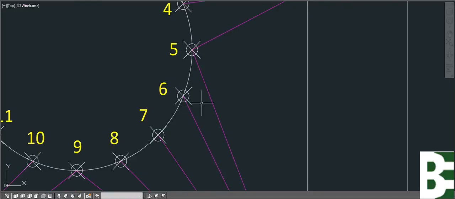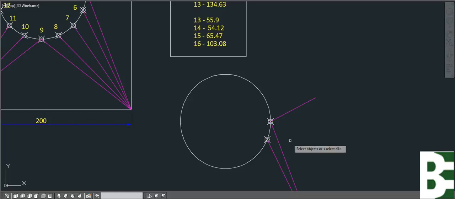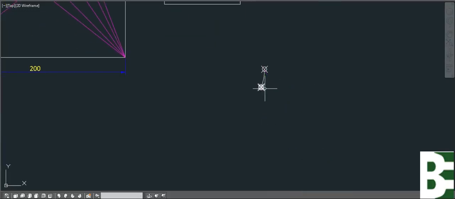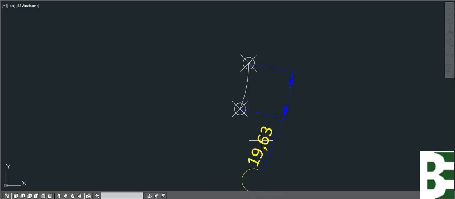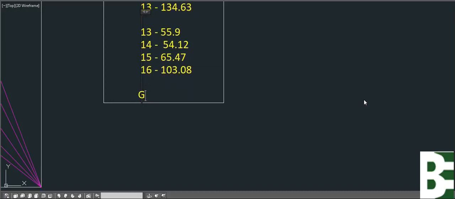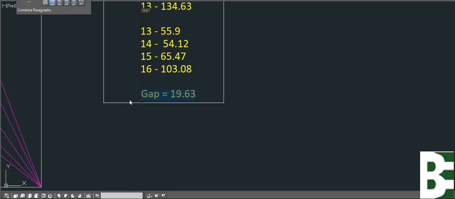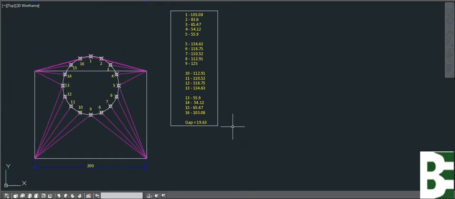Now if you remember, we need the arc length of one segment. I will cut it from here and check what is the arc length. It's 19.63. This is the gap between each segment. I will add this in this table and delete the unnecessary dimensions.